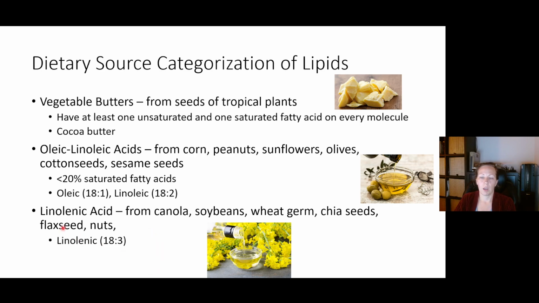Now, we'll talk more about this in part 2 of this chapter, but the more double bonds that we have on a fatty acid, the less stable it is, and the easier it is to become rancid. And so these oils are less stable and will go rancid more easily than anything we've talked about up to this point. So that's just something to know about those.